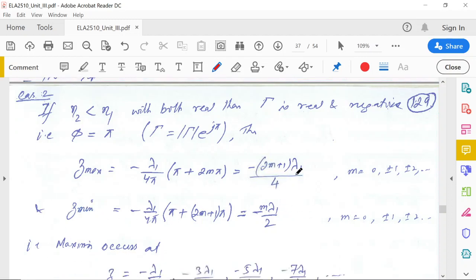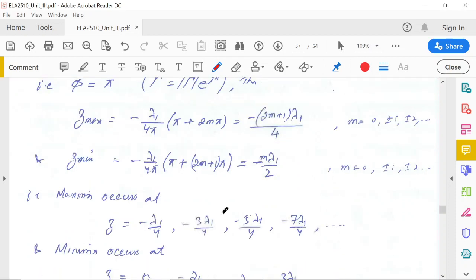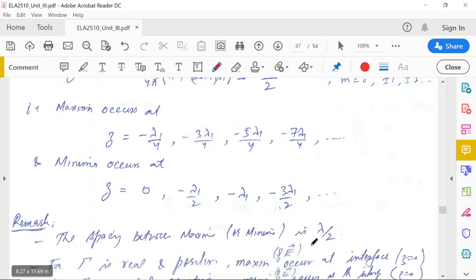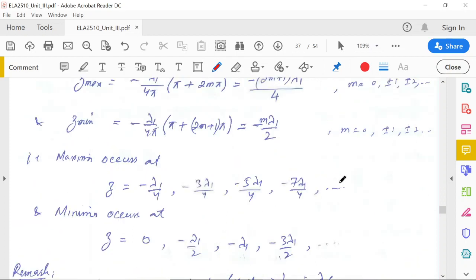Now the locations of z minima and z maxima here are reversed. Previously where you were getting the z maximum, now you are getting the z minimum, and where you were getting the z minimum, now you are getting the z maximum. So maxima will occur at z equals minus lambda 1 by 4, minus 3 lambda 1 by 4, and so on, and minima will occur at z equals 0, lambda by 2. Still the spacing remains the same, lambda by 2. So in this case the minima will occur at z equals 0.